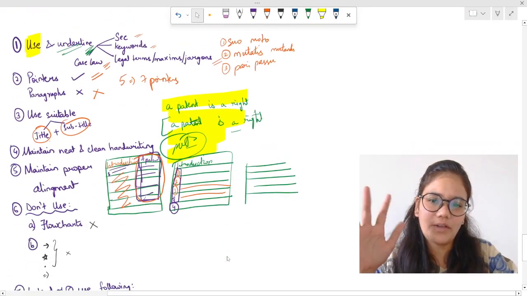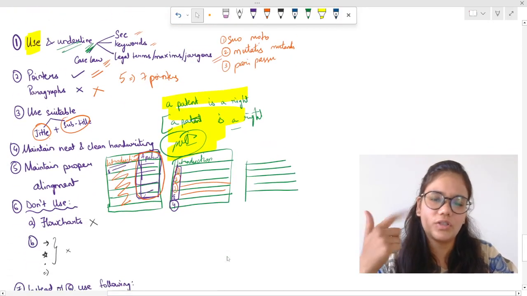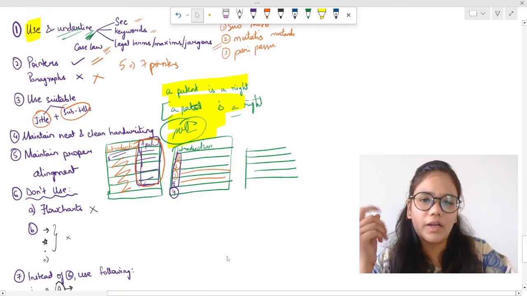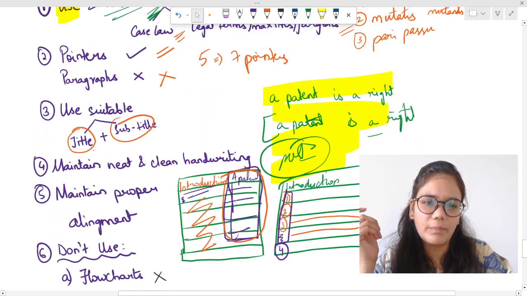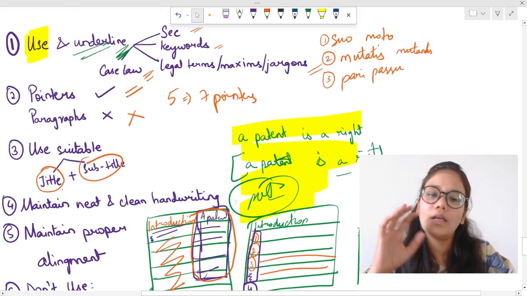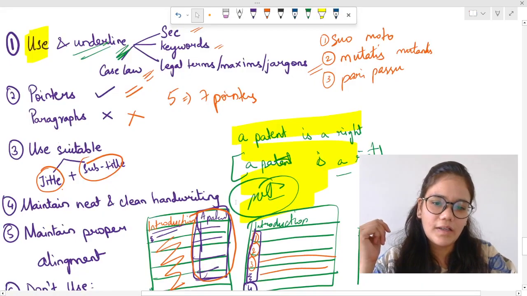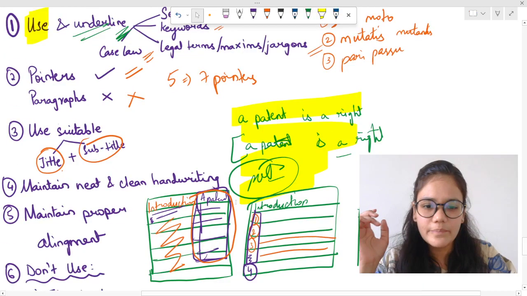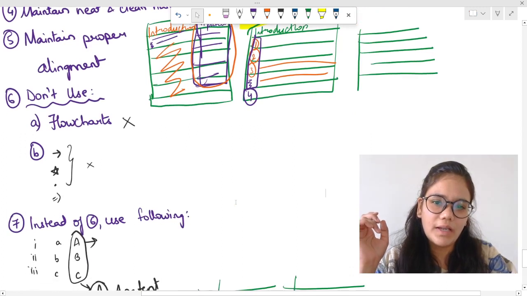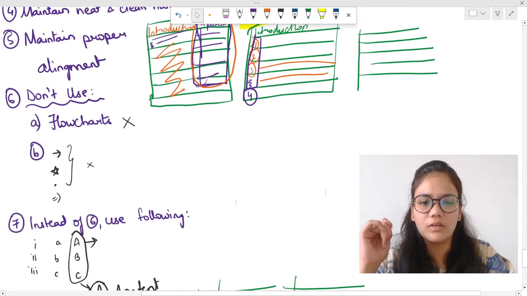So I have covered 1 to 5. Use and underline section, keywords, terms and case laws. Don't write in paragraphs, write in pointers. Use suitable title and subtitle and copy paste from what is given under textbook. Inner content of course is your wish. Next, maintain neat and clean handwriting. Don't write doctor's handwriting. Next, maintain proper alignment. Don't use flowcharts and other things.